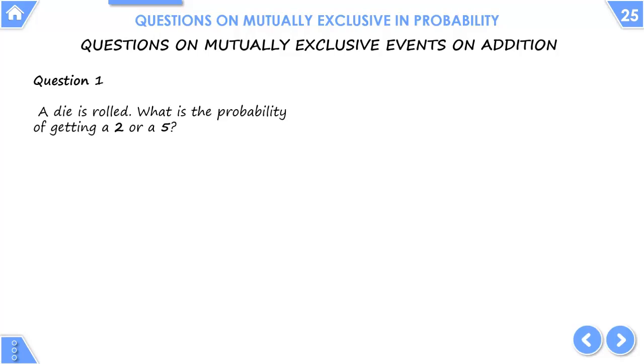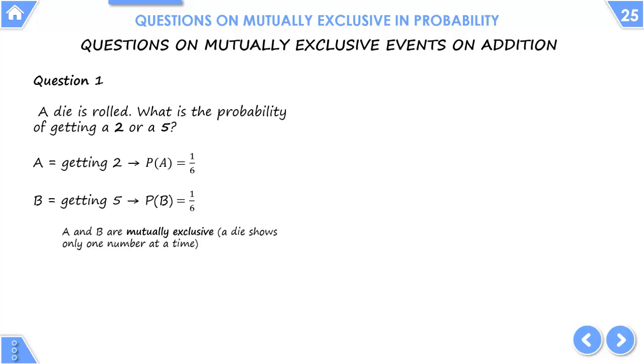So a die is rolled. What is the probability of getting 2 or 5? When a die is rolled, 2 and 5 cannot occur on the same toss, so they are mutually exclusive. They happen independently. For the solution, the probability of getting a 2, P of A, is 1 over 6, because the sample space has 6 total possible outcomes. And for getting a 5, it is 1 out of 6 as well.